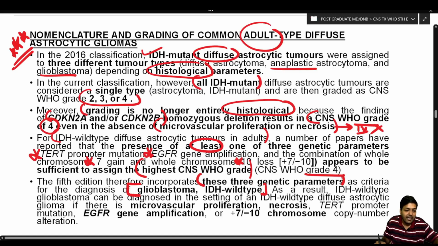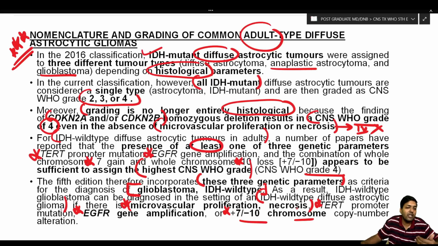So as a result, IDH wild type glioblastoma can be diagnosed in the setting of IDH wild type diffuse astrocytic glioma if there is microvascular proliferation or necrosis. If they are present, well and good. If they are not present, and if either of the others is present, like TERT promoter mutation, EGFR gene amplification, or +7/-10 chromosome copy number alterations, all this is going to give a grade 4 to this particular tumor.